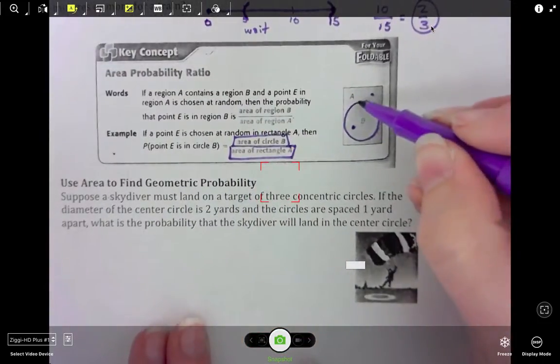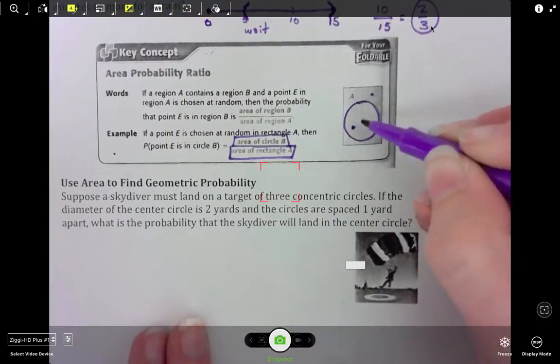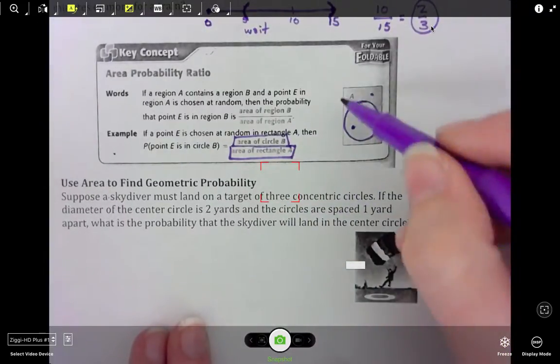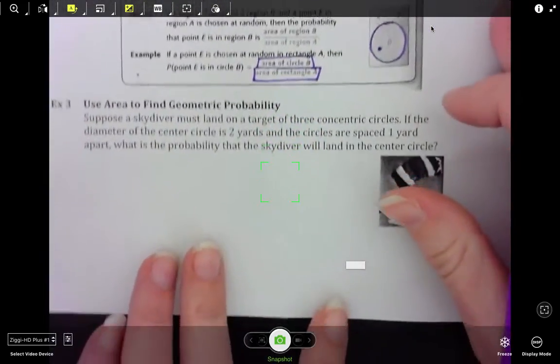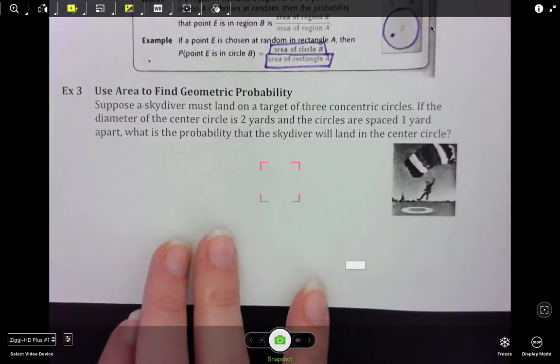The area of the circle is the smaller one. That's the more restricted area. And I'm going to divide that by the total area of the rectangle. That's going to give me the probability, okay? All right, so like example 3.